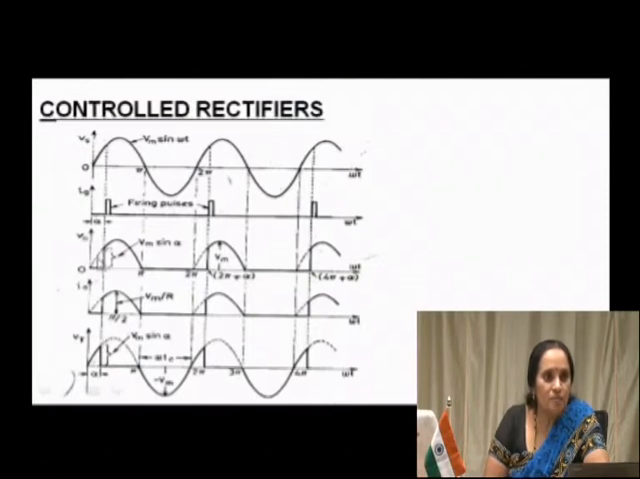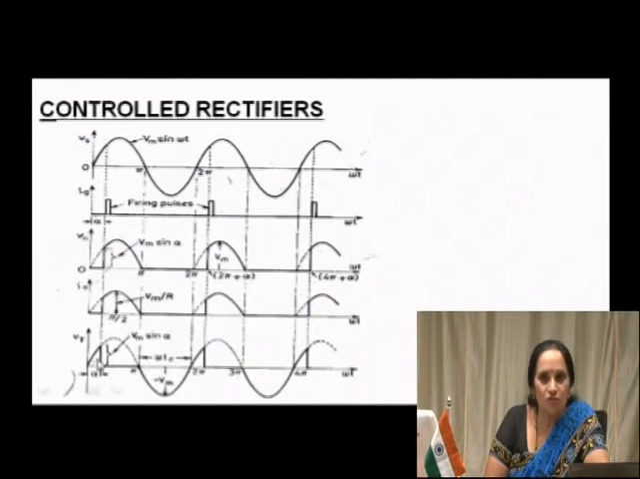Till such time, whatever voltage was appearing, it appeared only across the thyristor. I told you that when the thyristor is off, it is acting like an open switch. So, almost all the input voltage will appear across the thyristor.